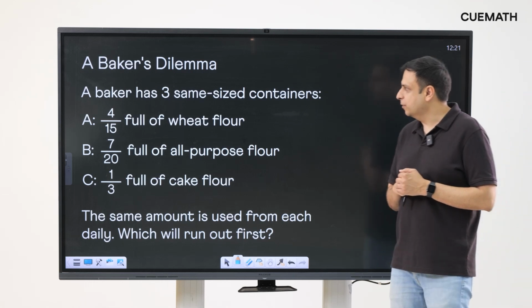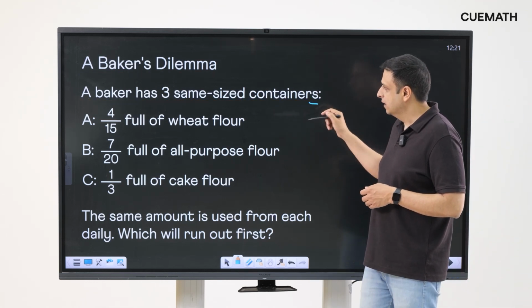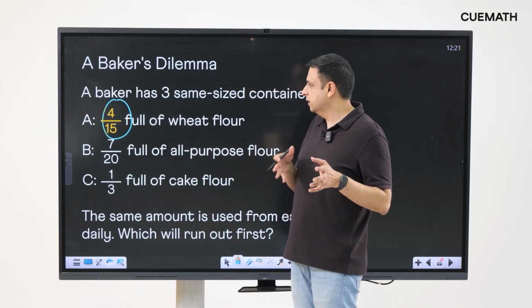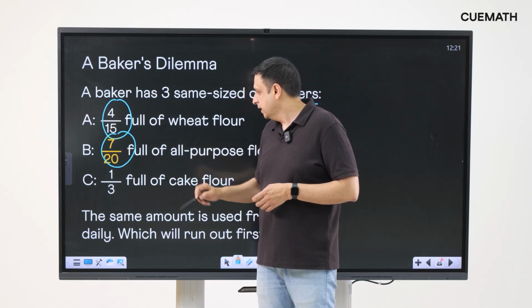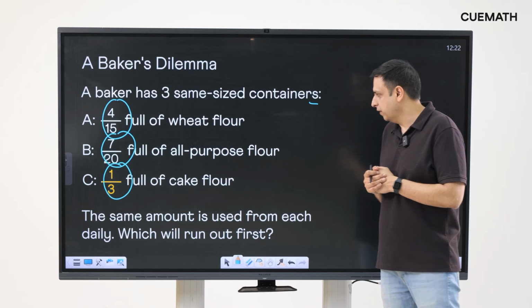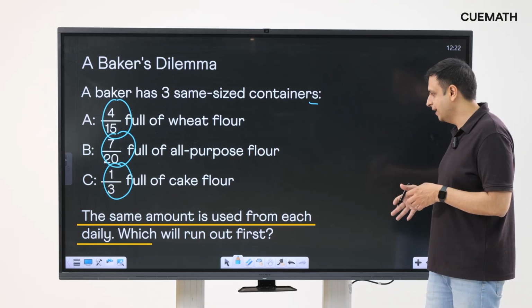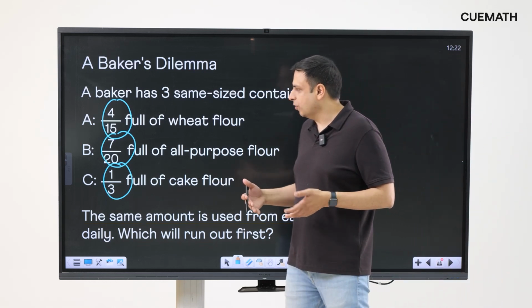Okay, here's our next problem, a baker's dilemma. A baker has 3 same sized containers. Container A has 4 over 15 of the whole container full of wheat flour. Container B is 7 over 20. Container C has 1 over 3 of the container full of cake flour. The same amount is used from each container daily. Which will run out first? So which container will run out first or empty first?